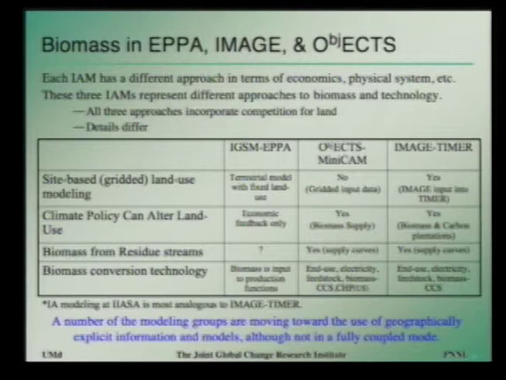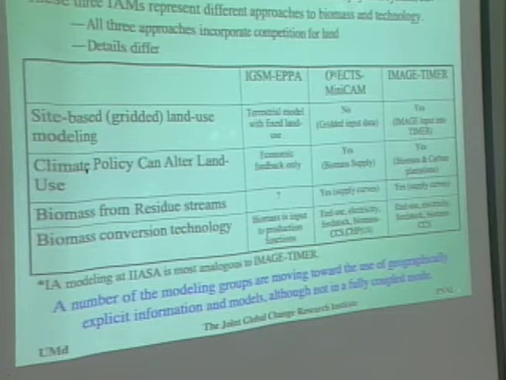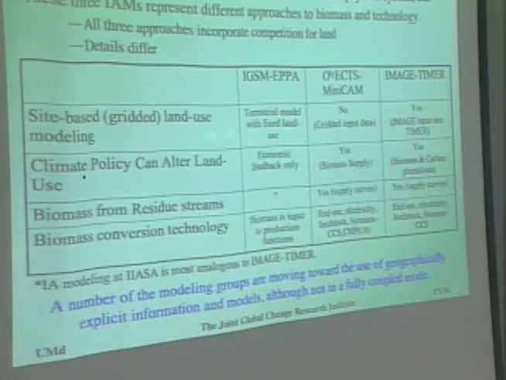Each of these has very different approaches, all over the board in what they do. They have different approaches to this particular problem of biomass and technology. All three of them incorporate competition for land for growing biomass, because that's a key element: if you want to grow biomass, it's got to compete with crops for land. But they do it in a very different way. Going from left to right, this model is what's called a general equilibrium model, the one they use for the energy portion. So it's got a lot of economic connections in it, but it doesn't have specific technology detail. It's more of an aggregate approach.